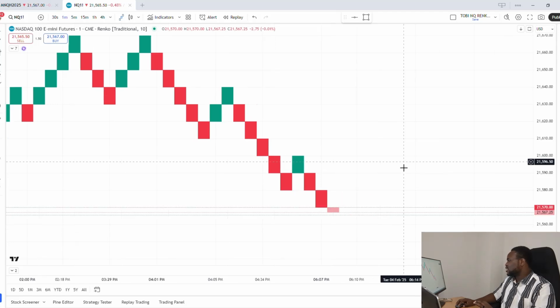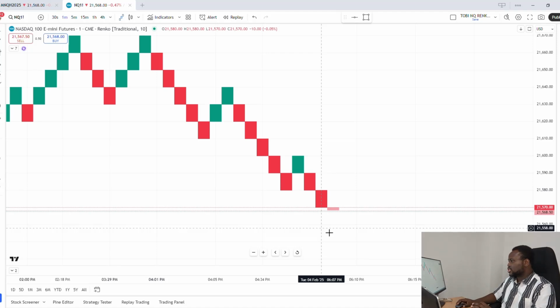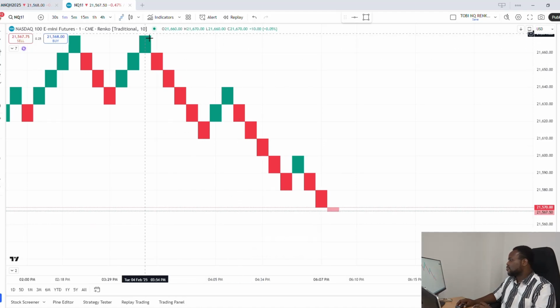Then it solidifies, as you can see now. So it moved 10 plus points and it sustained for that period of time. What period is this? What is the time frame? The time frame is 1 minute, as you can see right up there. So the way you read the Renko chart is this: it is a combination of the box size and the time frame.